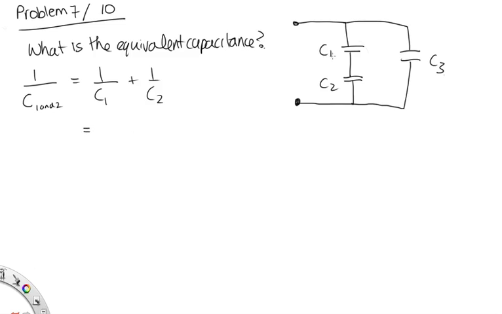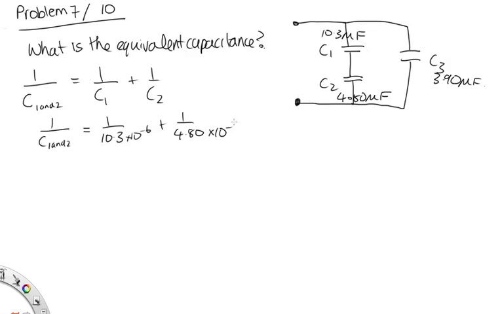So C1, we're told in the question, is 10.3 microfarads. C2 is equal to 4.80 microfarads, and C3 is equal to 3.90 microfarads. So 1 over C1 and 2 is equal to 1 over 10.3 times 10 to the minus 6 plus 1 over 4.80 times 10 to the minus 6. So solving this on the calculator, and remembering to invert it, we end up with C1 and 2 is equal to 3.27 times 10 to the minus 6 farads.